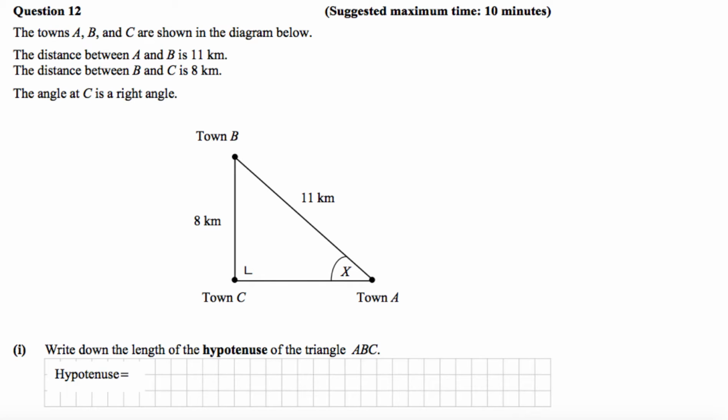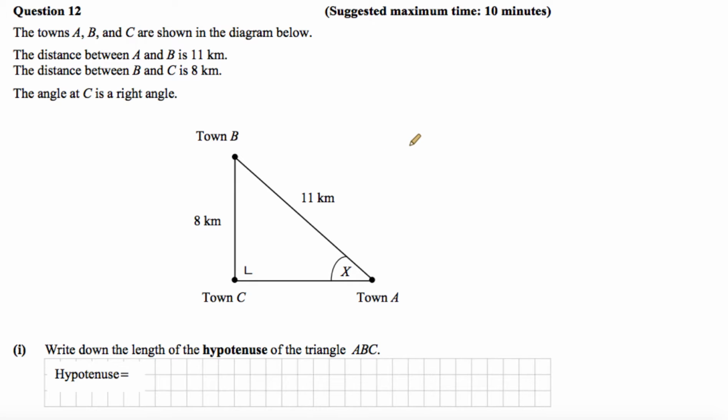So this is the 2014 Junior Cert Ordinary Level Paper 2 and we're looking at question number 12. The towns A, B and C are shown in the diagram below. The distance between A and B is 11 kilometers. The distance between B and C is 8 kilometers. The angle at C is a right angle. So here we have our diagram.